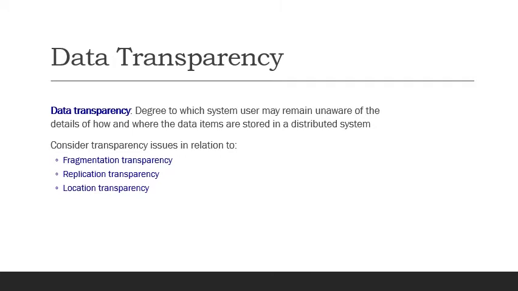Then we have location transparency. Here, users are not required to know the physical location of the data. The distributed database system should be able to find any data as long as the data identifier is supplied by the user transaction.